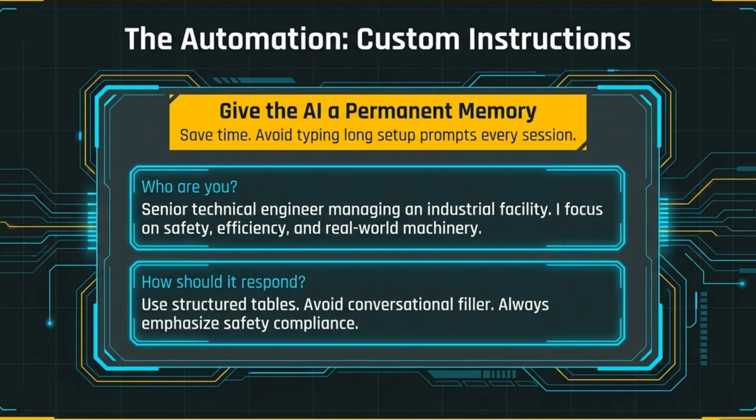To save time, use custom instructions to give the AI a "permanent memory." Specify your role as an industrial engineer and define how it should respond, such as prioritizing structured tables, avoiding fluff, and always emphasizing safety compliance.